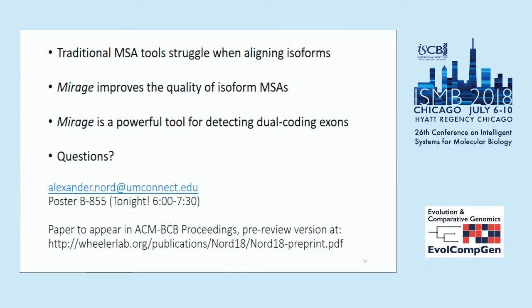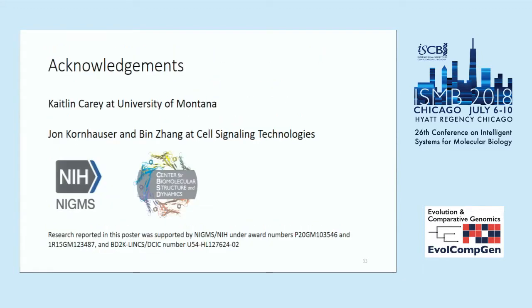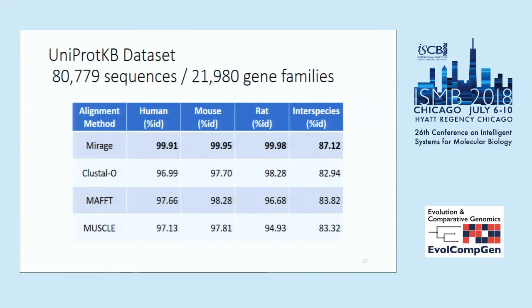Hi, good talk. So I saw that for isoforms of the same gene your tool performed better compared to other tools like Clustal Omega, MAFFT, and MUSCLE. What if you just took the exon, though, and just checked, would Mirage still perform better than Clustal, MAFFT, and MUSCLE?